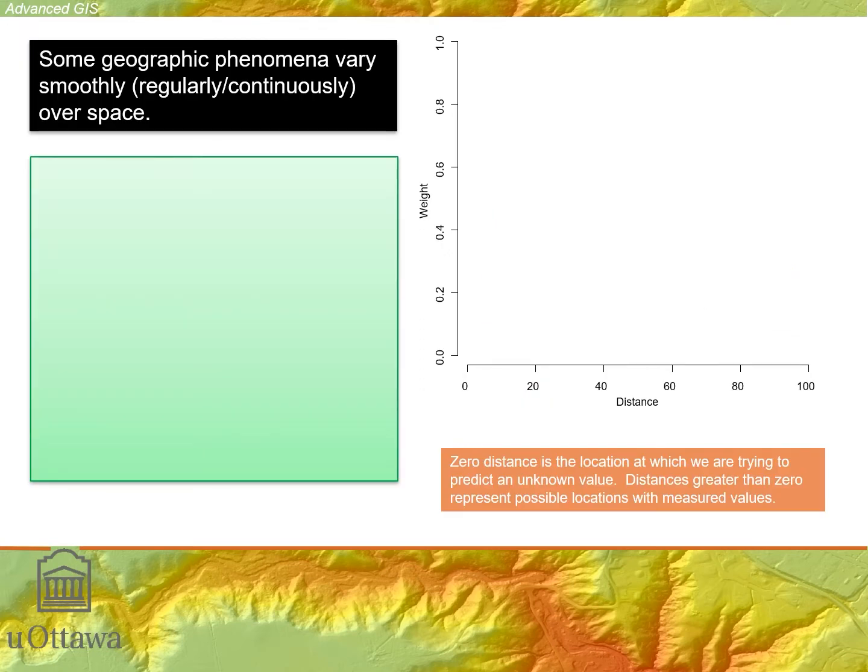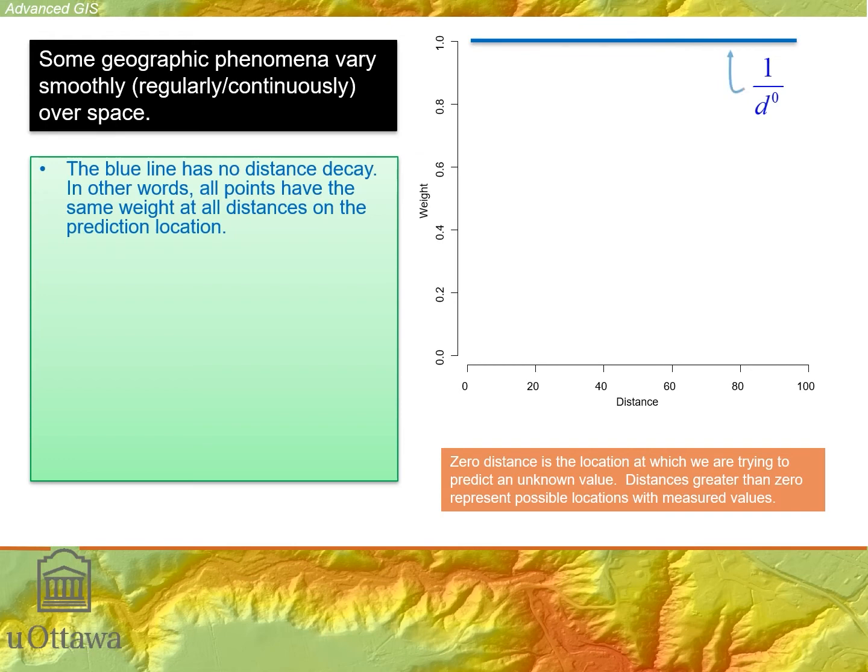So some geographic phenomena will vary smoothly and regularly or continuously over space. So for example, for something that is continuous over space, you could have a weight like this, 1 over d to the 0, and of course any value to the power of 0 is just equal to 1, and so that whole thing equals 1. And that means there's no change with distance. So any value, no matter how far away it is, like 20 meters, 60, 100 meters or units, whatever they might be, it'll have equal weight on the unknown value to be estimated.